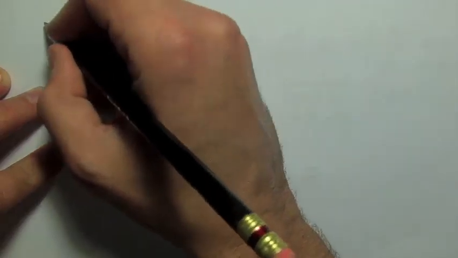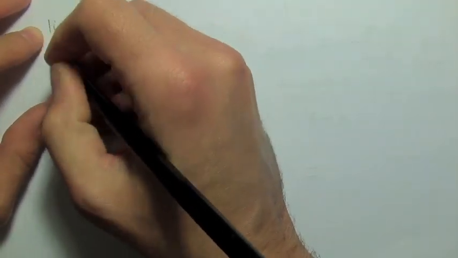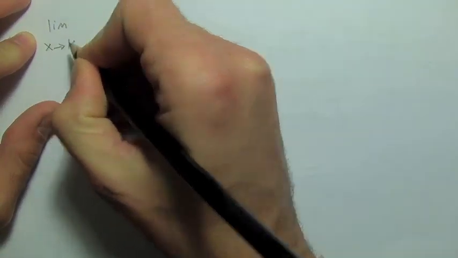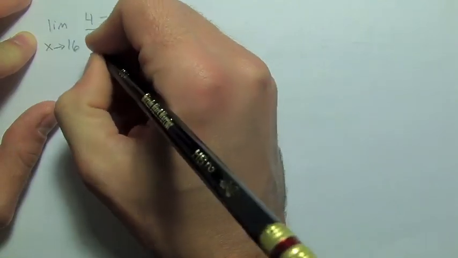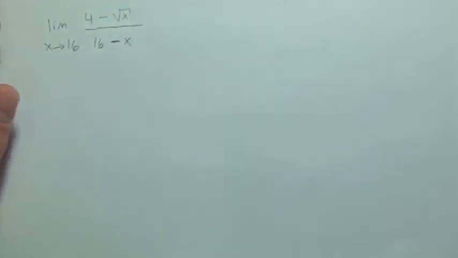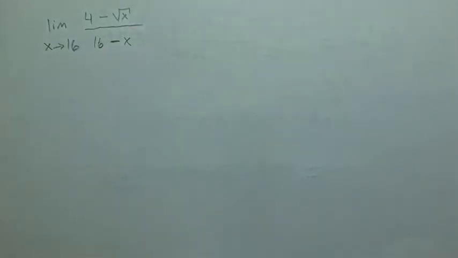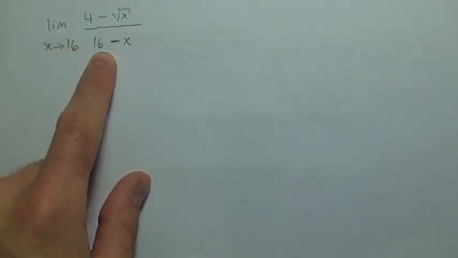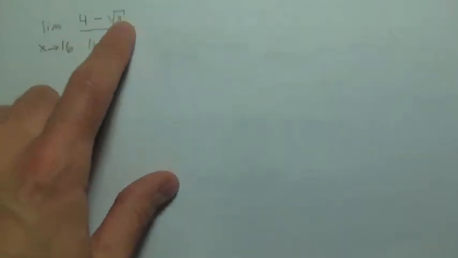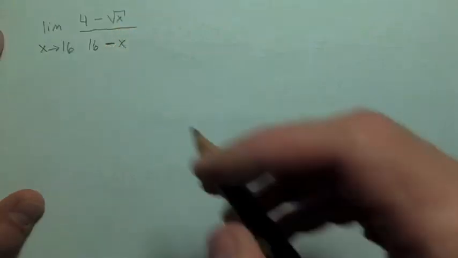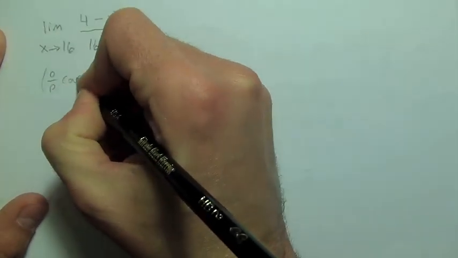On the other hand, what happens if we see something where that's not going to work? Say I look at the limit as x goes to 16 of 4 minus the square root of x, over 16 minus x. Now it's pretty clear. If I try to plug 16 in, I'm going to get 0 in the denominator, 16 minus 16, and it will be 0 on the top as well. So we have a 0 over 0 case.